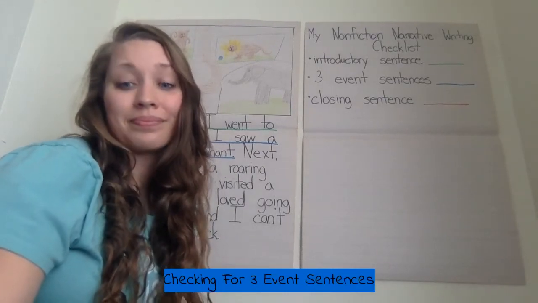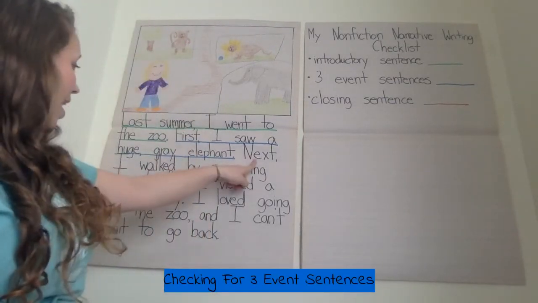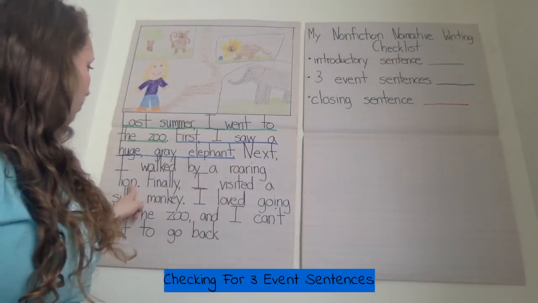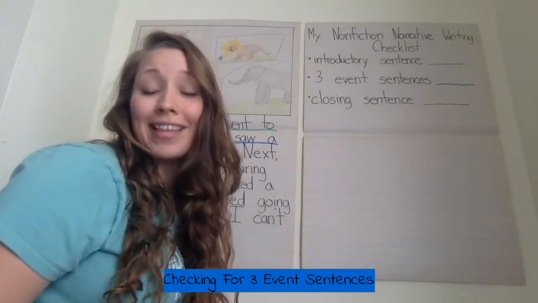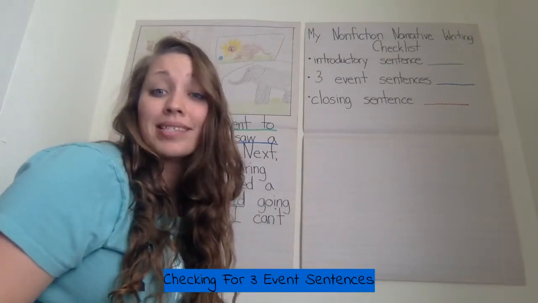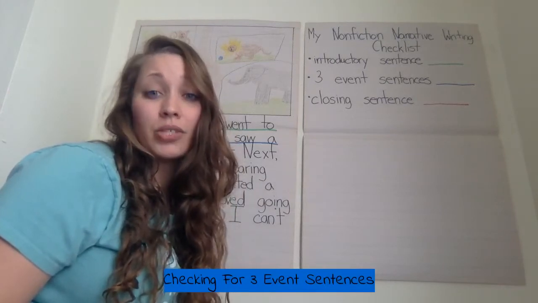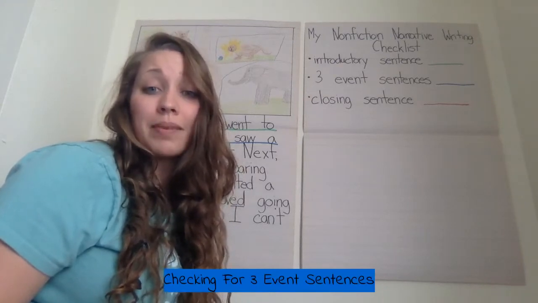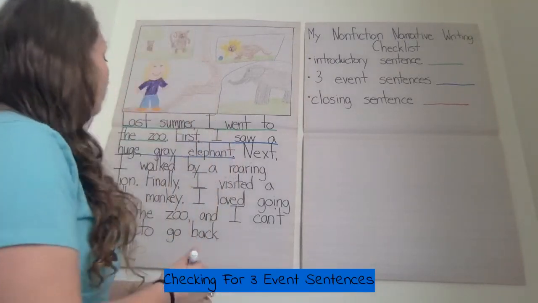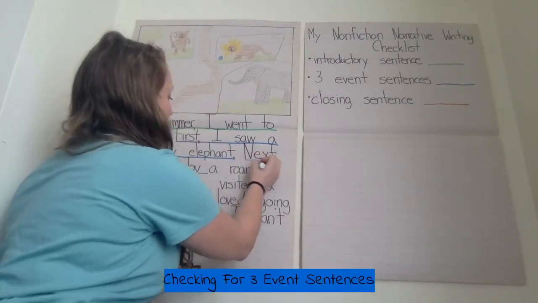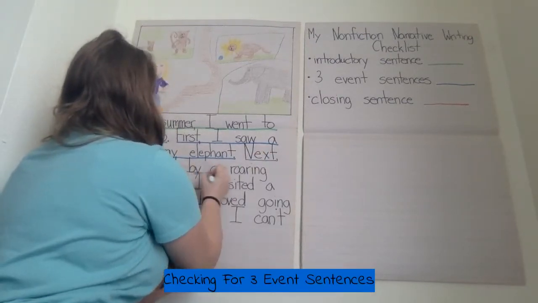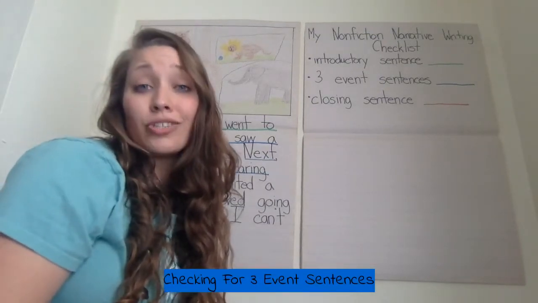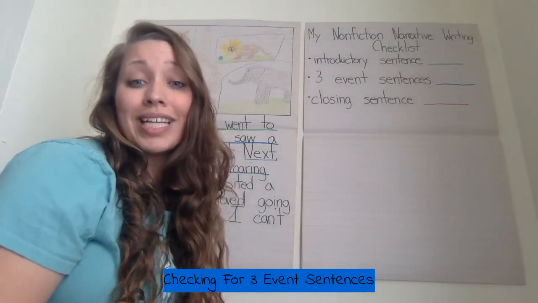Let's keep reading. Next, I walked by a roaring lion. Ooh, I think this is my second event sentence because it tells my readers the second thing that happened in my story. My checklist says to underline it in blue, so I'm going to underline my second event sentence in blue. Next, I walked by a roaring lion. Now I need to look for one more. Let's keep reading together.